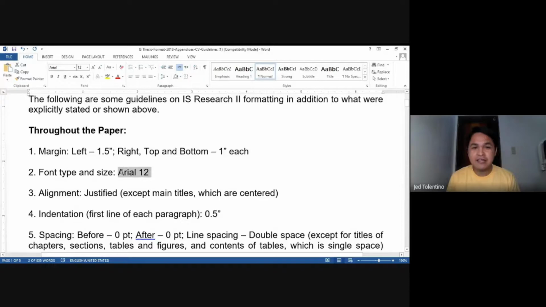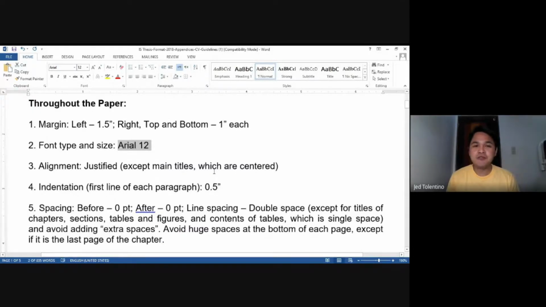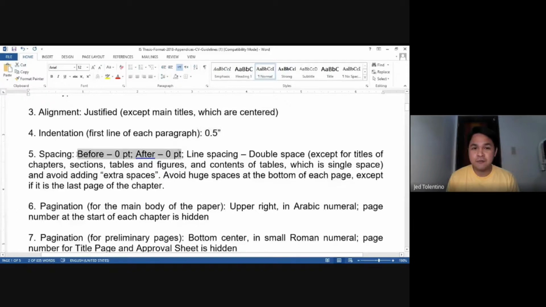Ang font type na ginagamit natin is Arial 12. So, huwag magkakamali. Alignment should always be justified. Indentation is 0.5. Spacing natin before and after is 0. Pero, ang line spacing na ginagamit natin for research is double space, hindi 1.5 double space.